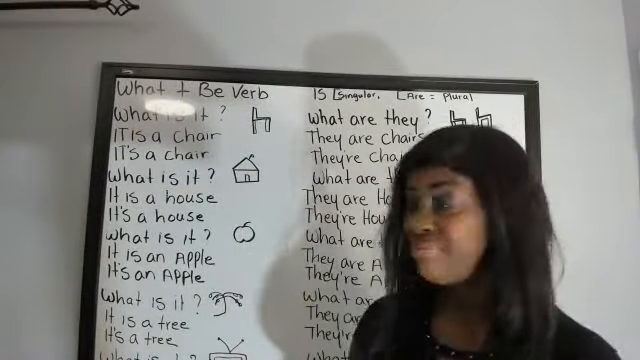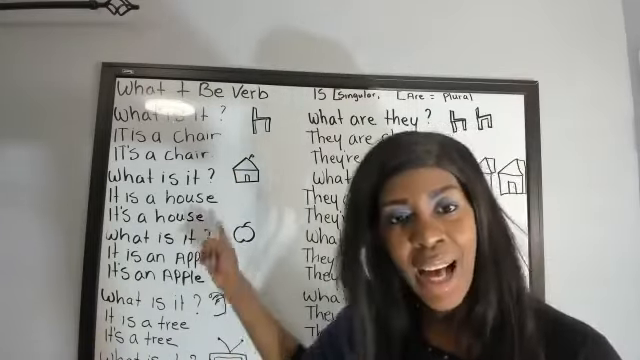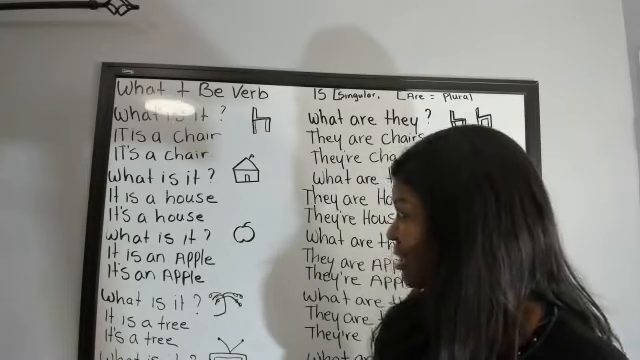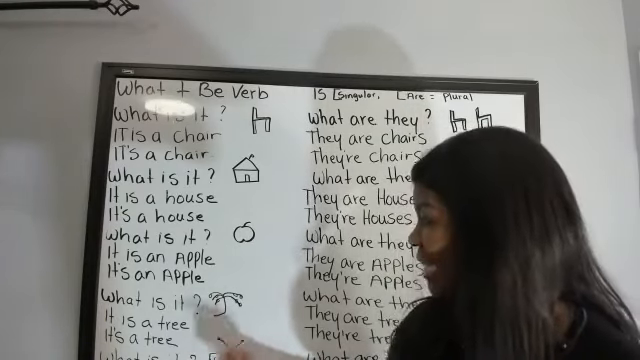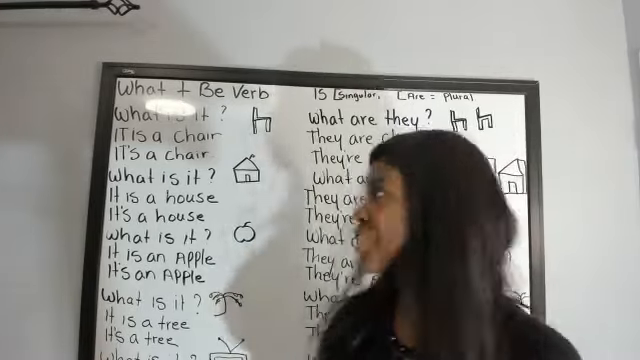What is it? It's a chair. What is it? It's a house. What is it? It's an apple. What is it? It's a tree. What is it? It's a television.